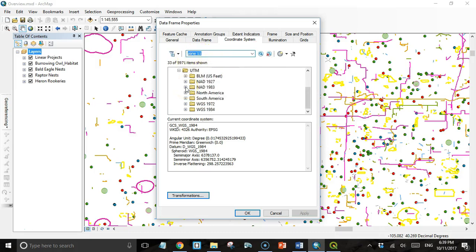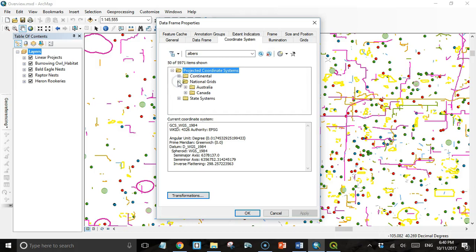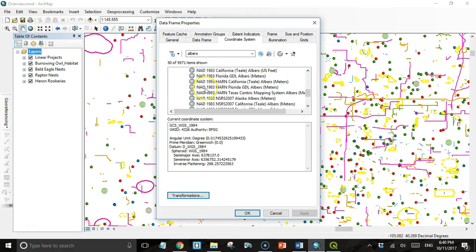And if you expand one of these datums under UTM, for instance, you'll see there's only one under NAD 83. Under WGS, there's probably going to be two: one in the northern hemisphere, that's zone 11N, and one in the southern hemisphere, that's zone 11S. Or if you wanted to search for, for instance, an Albers projection, you can type in Albers and then search. You'll see there's a few under national grids in Australia, and under state systems as well, in the US mostly.